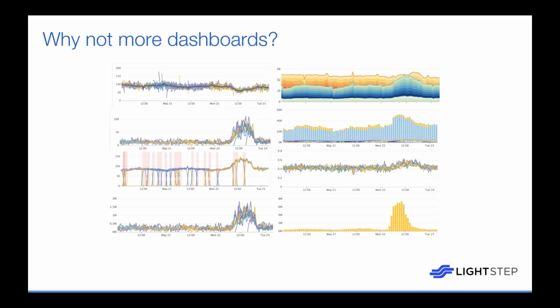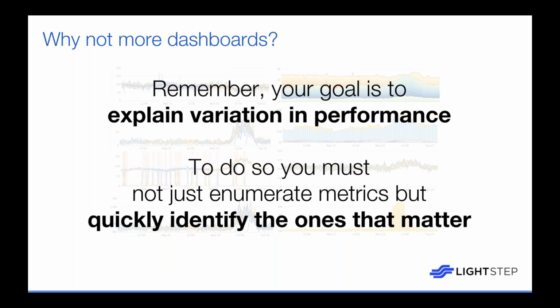The other question you might have is, well, why not just more dashboards, right? Why can't we just measure more of these things, for each of these different SLIs that we care about, for each of our different upstream services, for each of these different large components that we have internally. And like I was saying, your goal is really to explain that variation in performance. Doing so is not just enumerating all of these things, because there's going to be hundreds or thousands of them. And as the complexity of your system increases, there's going to be more and more of those things. What's really important for you to do that effectively is to be able to quickly identify the metrics that matter.